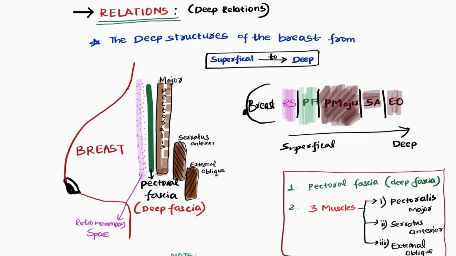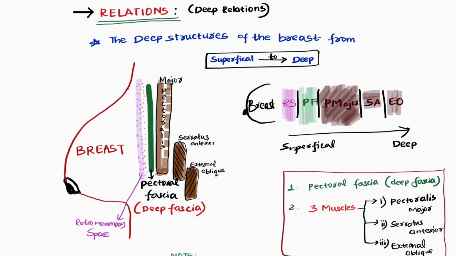You can see the retromammary space beneath the breast and the pectoral fascia enclosing the pectoralis major muscle, and serratus anterior and external oblique muscle are also in the relations. You can see in the picture. If you want to describe the relations, the breast lies on the deep fascia, that is the pectoral fascia covering the pectoralis muscle. Still deeper there are parts of 3 muscles, namely the pectoralis major, the serratus anterior and the external oblique muscle of the abdomen.